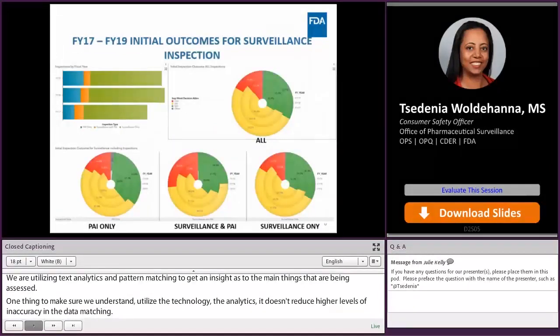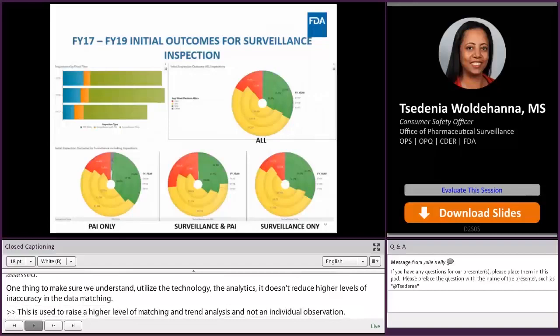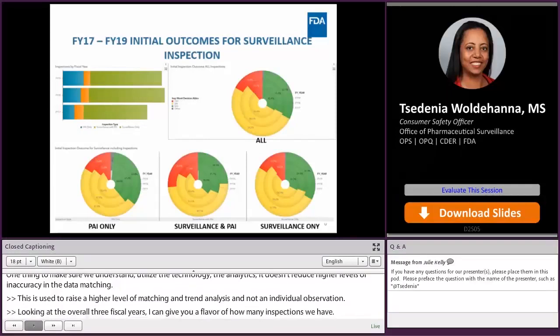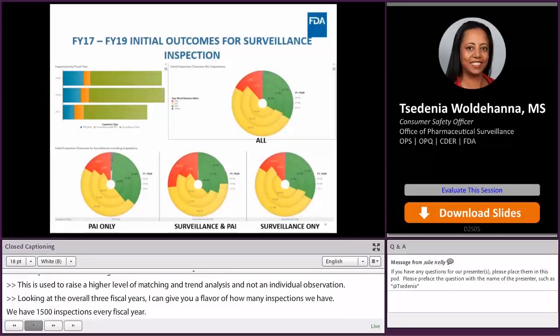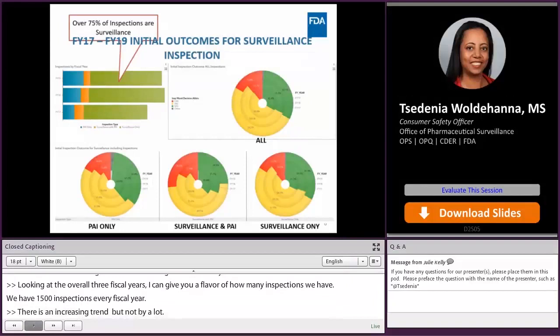So looking at the overall past 3 fiscal years, as I was getting ready for this inspection, I just wanted to give you a little bit of flavor on how many inspections there are. We have about 1,500 inspections that occur every fiscal year. Across the various fiscal years, there is an increasing trend in PAI-only inspections, but not by a lot. As you can see, the majority, 75% of inspections, do have a surveillance component to them. That's the 6 system-based inspection.